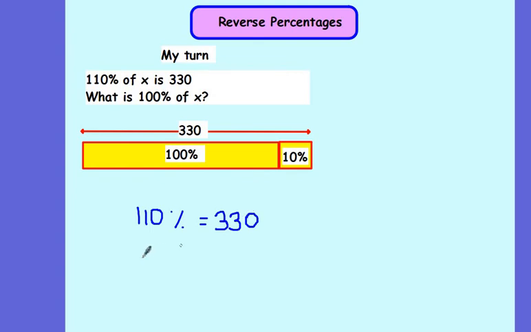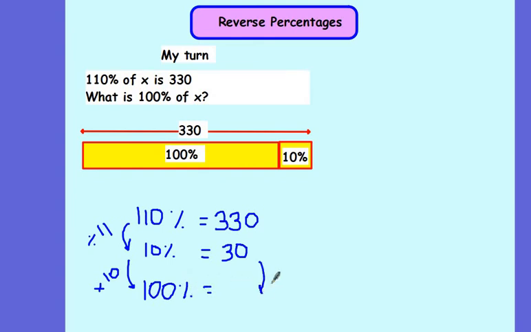Xander, how could I work out what 10% was? I can divide it by 11, very wise. Dividing by 11 tells me that 10% is equal to 30. We can use this to work out what 100% would be by timesing by 10. So 100%, or my original value of x, is going to be 300.